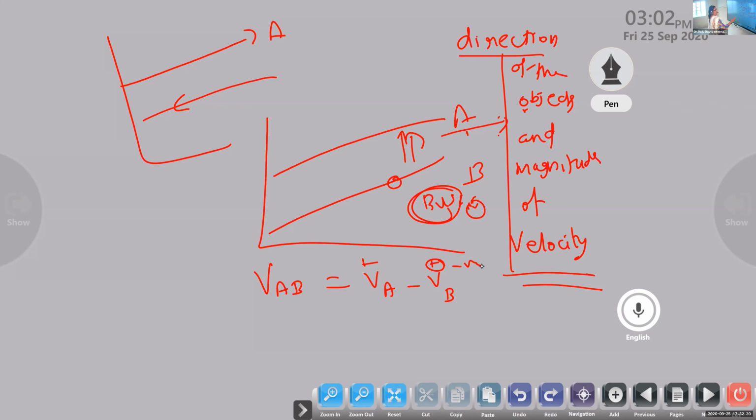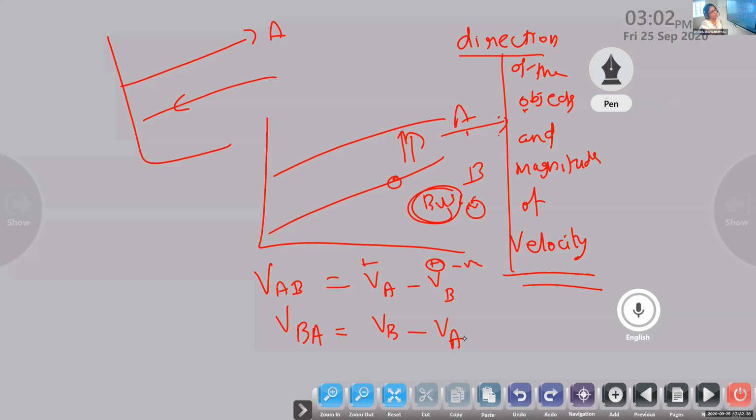VAB means relative velocity of A with respect to B. So VA comes first, VB comes second. If you say VBA, VB comes first, VA second. That means B with respect to A.